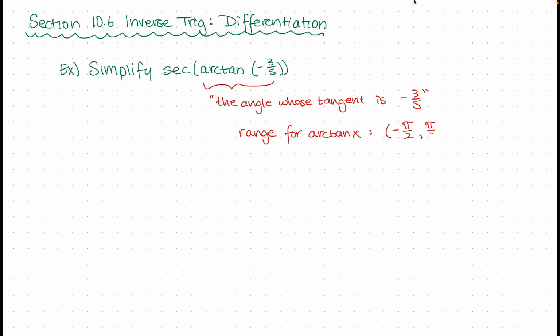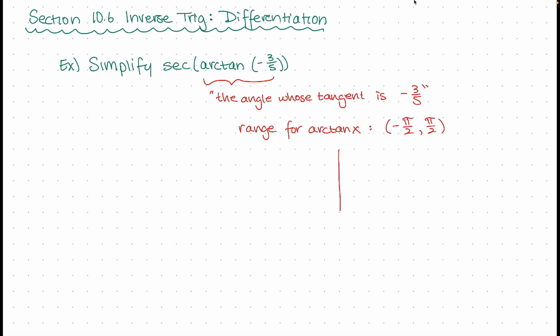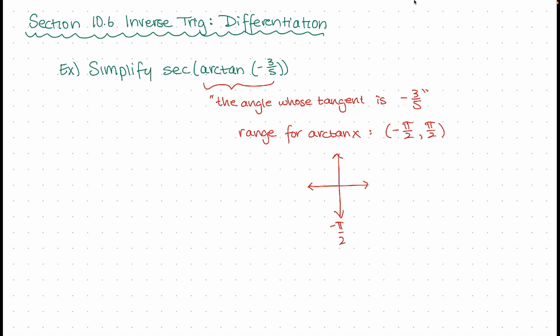-pi/2 to pi/2. And if we go back to our days of the unit circle, it's been a long time since we've looked at the unit circle, -pi/2 would be down here. Sorry about that. And +pi/2 would be up there. So if we start from -pi/2 and go to pi/2, as far as the unit circle is concerned, the range for arctan is in quadrants 1 and 4.